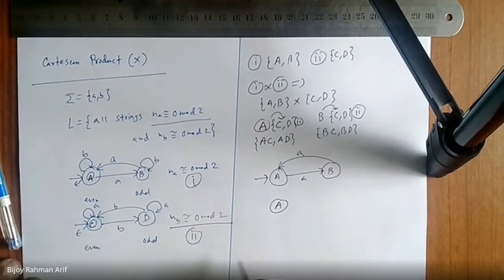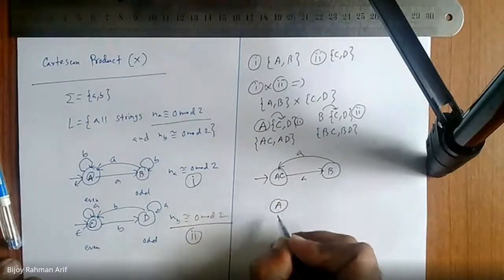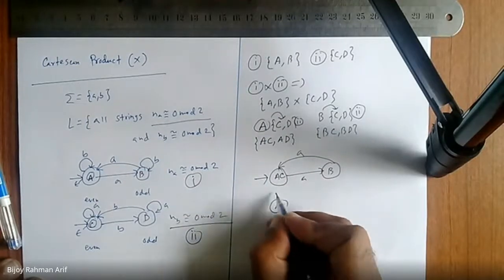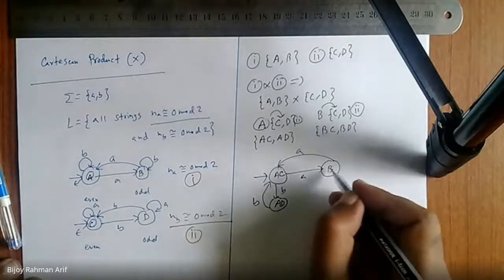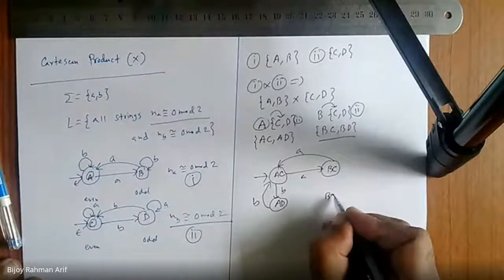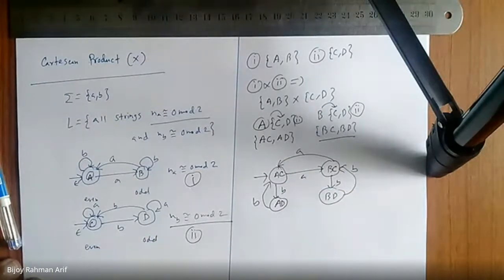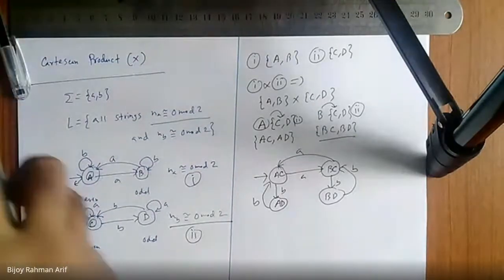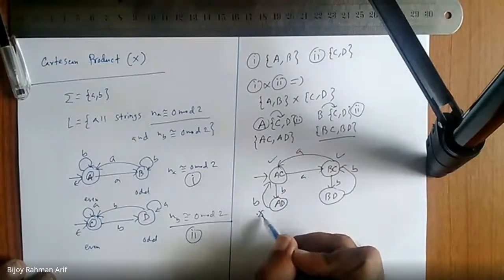Okay, so we can write this. AC, AD, B, B. Again, for B, I have the whole of this. So we can write BC, BD, B, B. Is it a finite automata? No, sir. Why not? Because it does not have all the moves.